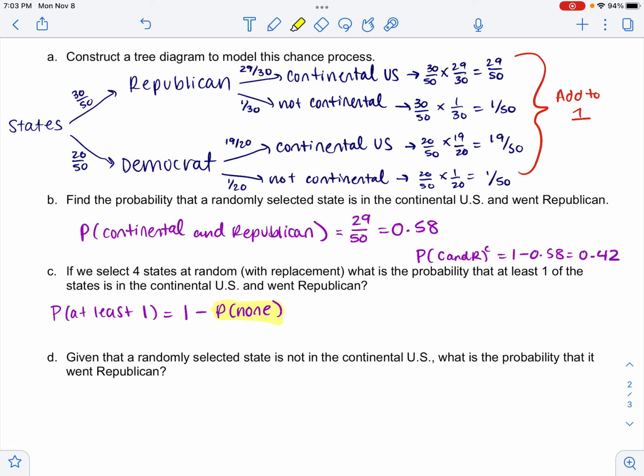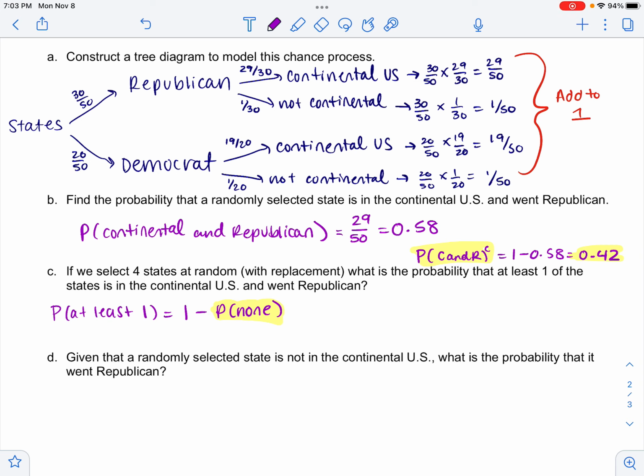The probability that none of the states went continental and Republican: I need to know the probability that they are not continental and Republican. That comes from finding the complement of continental and Republican, which is 0.42. Now, if I want all 4 states to not be continental and Republican, I take that same probability and raise it to the 4th power.